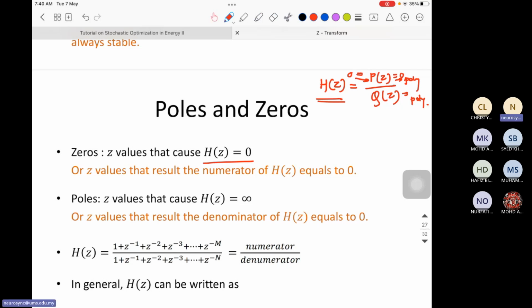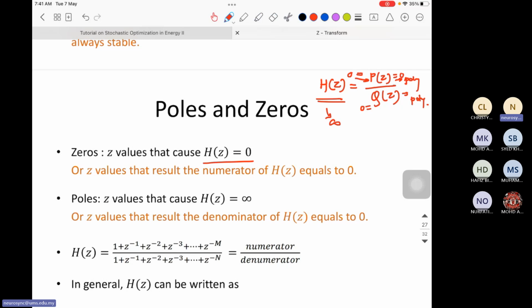Therefore, the values of the zeros can be found when you make this numerator part equal to 0. Now, the poles are the values of z that cause H of z to equal infinity, which happens if you make Q of z, that is the denominator part, equal to 0. So the poles can be found using this denominator part. If we make this denominator equal to 0, then we will get H of z equal to infinity.